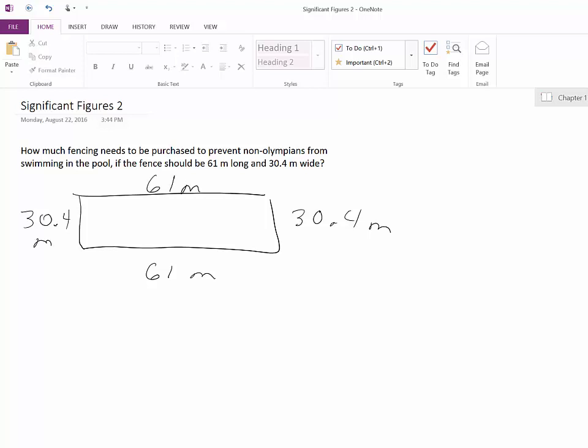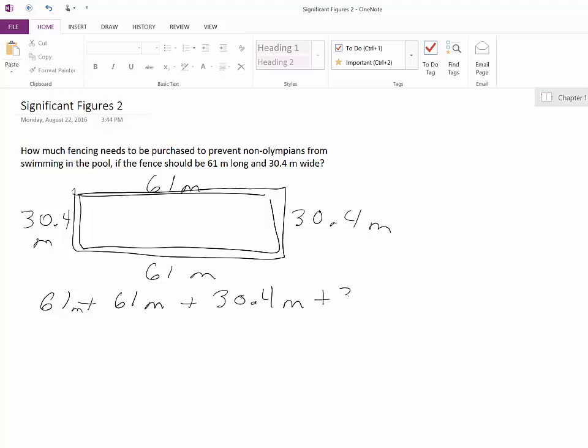So what operation will we be doing here in order to figure out how much fencing needs to be purchased to enclose the pool? Well, we'll be doing addition. So 61 meters plus 61 meters plus 30.4 meters plus 30.4 meters equals 182.8 meters. However, what should we keep as our answer here?